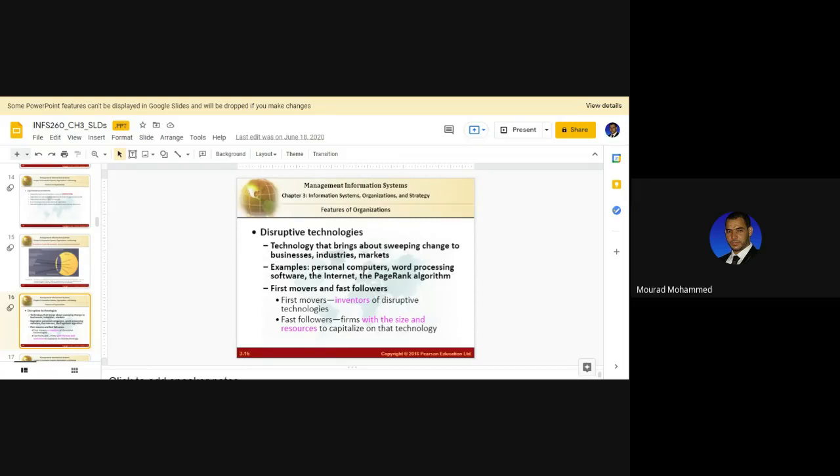So the movers, according to our book, are the first disruptive technologies. Actually, they are the first reasons, the inventors of the disruptive technologies. On the other side, the fast followers represent a capital to the company. They are capitalizing the technology for the company.